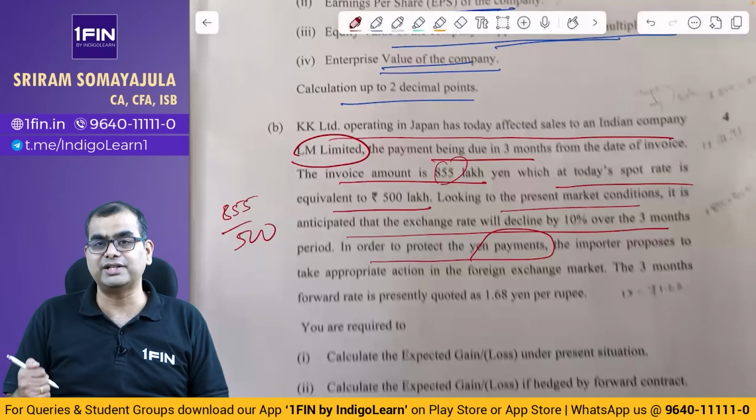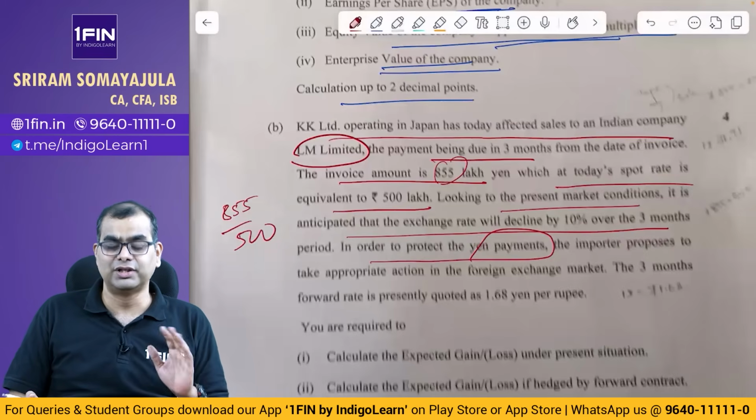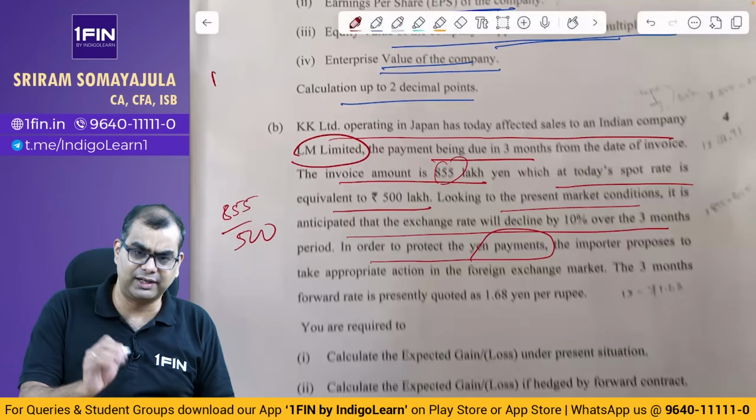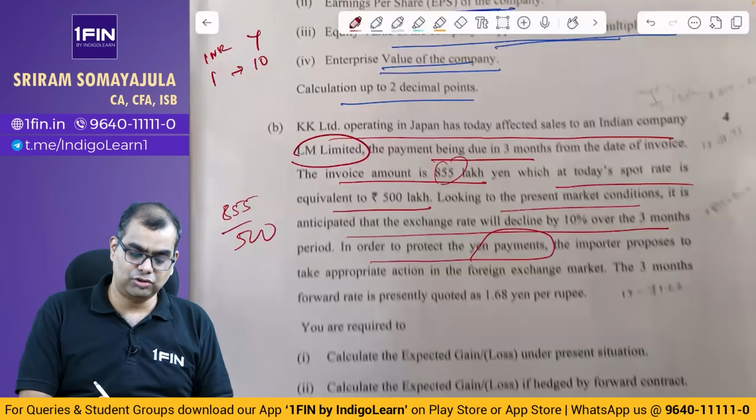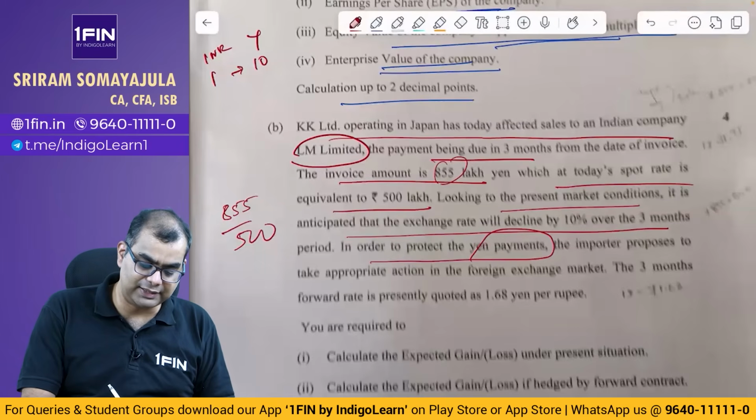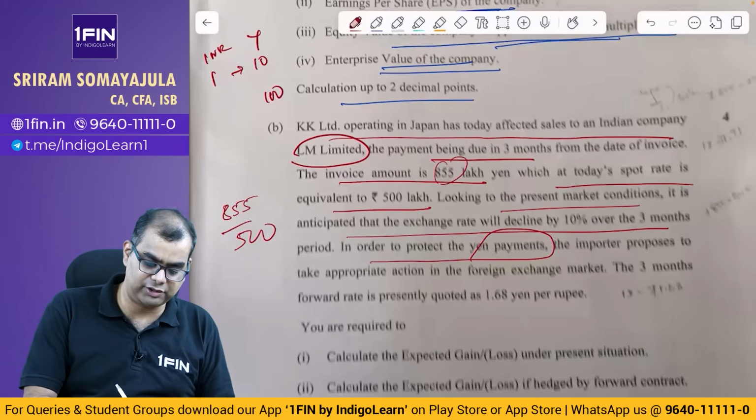So the importer is worried that the exchange rate will decline. Let me give a simple example. Let's say 1 rupee is 10 yen. You've already been billed at, let's say, 100 yen. How many rupees do you have to pay? You have to pay 10 rupees.